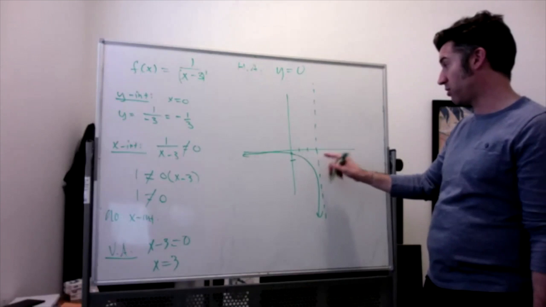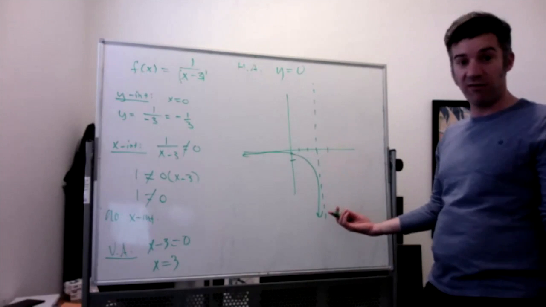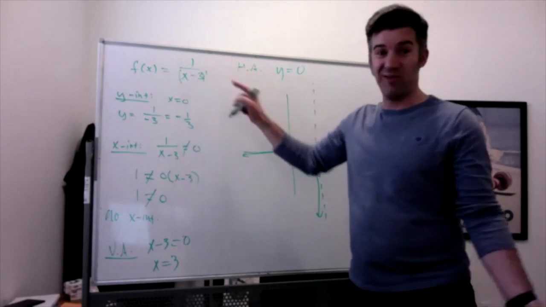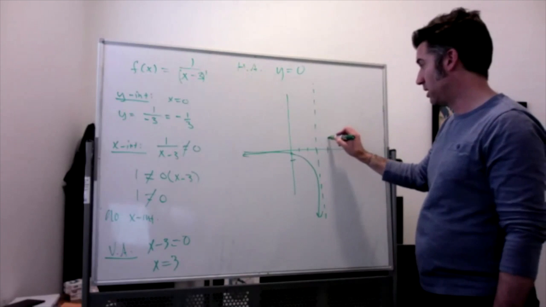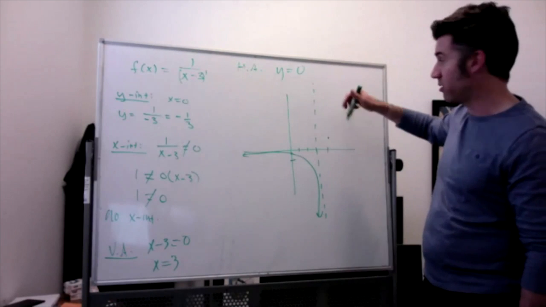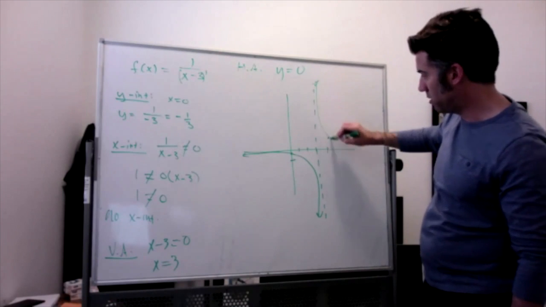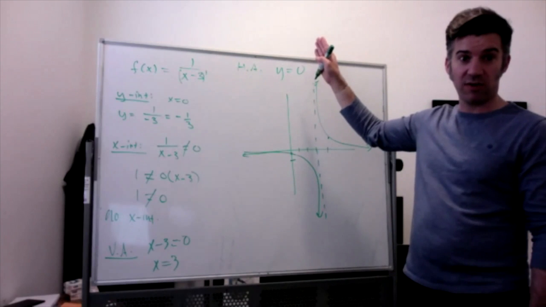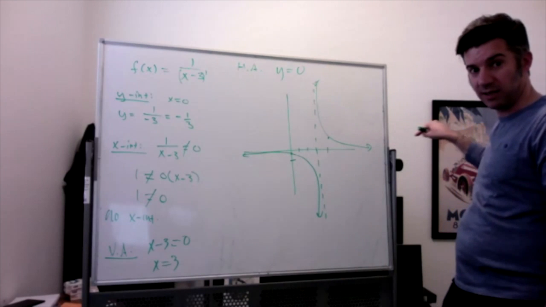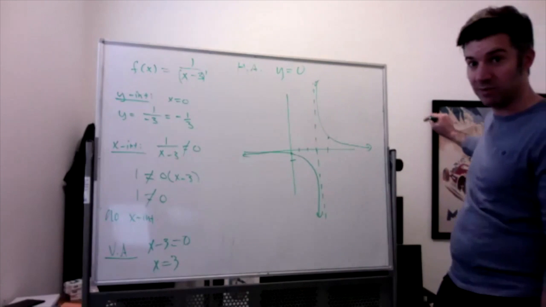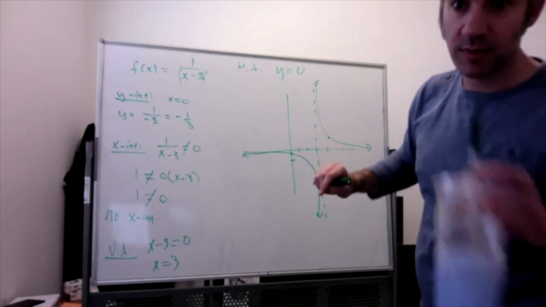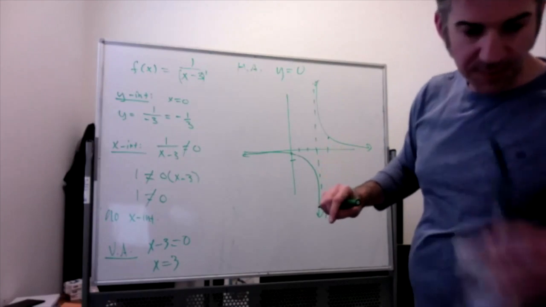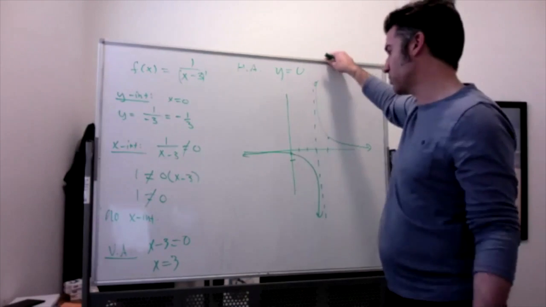Pick a point bigger than 3, like 4. If you plug in 4, you get 1 over 1, which is positive. And since it's positive here, it's positive everywhere on this side. So it's got to do that. It's got to go up to infinity at the vertical asymptote, and then as you go further out to the right, it's got to get closer and closer to the horizontal asymptote. Okay, let's look at the next one.